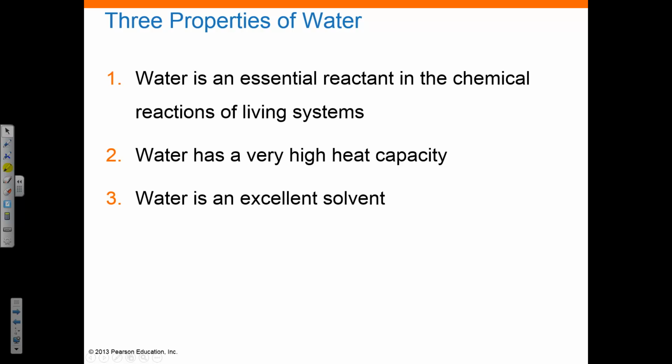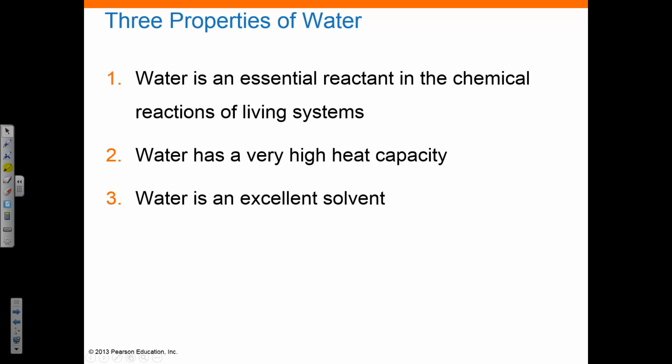Water is an extremely important molecule in the body. The chemical reactions of the body rely on water. Reactions take place in water, and as we saw in hydrolysis and dehydration synthesis, water also plays a direct role in some reactions. Water also has a high heat capacity. This ability of water to require a large amount of heat energy to bring about a change in temperature helps stabilize the temperature of the human body.